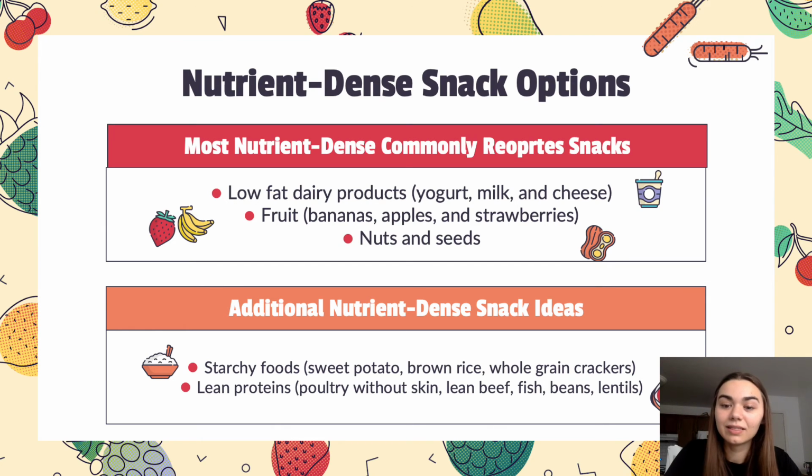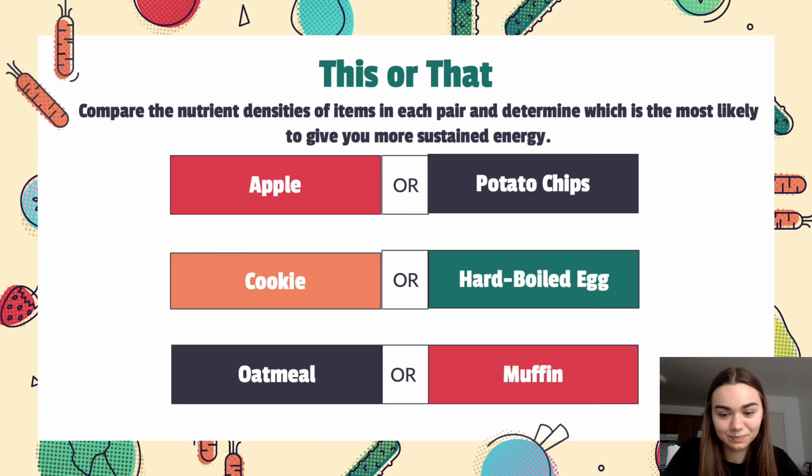And lastly, the lean proteins are also a great snack option. So things like poultry, lean beef, fish, beans, lentils. Consuming adequate amounts of protein has been shown to suppress the hormone ghrelin, which is the hormone that makes you feel hungry, or the hunger hormone. So adequate amounts of protein in your snacking will definitely help you feel full for long periods of time.